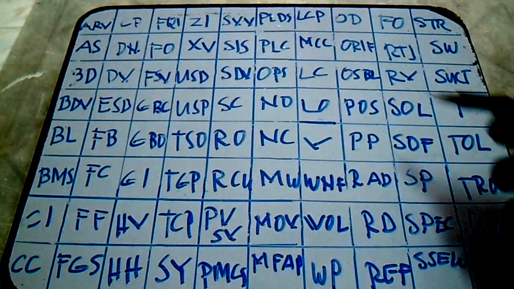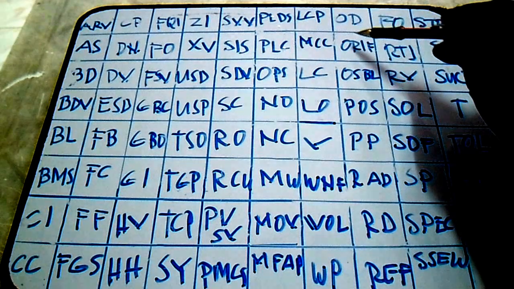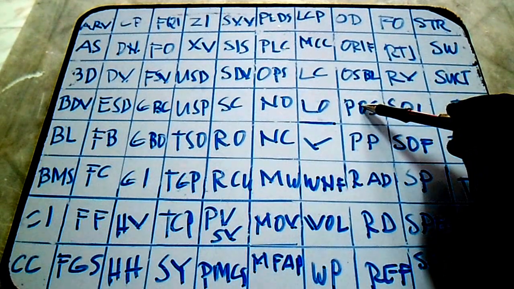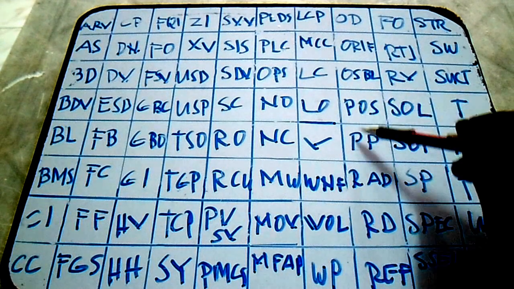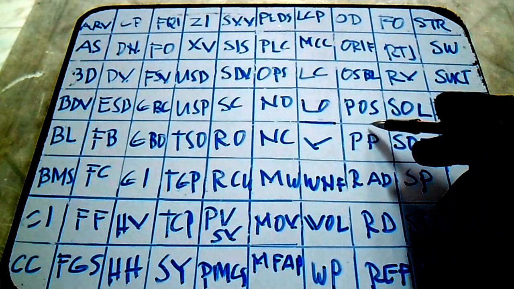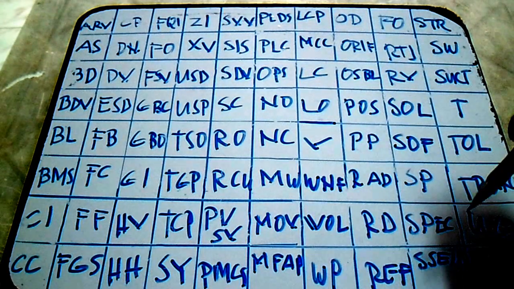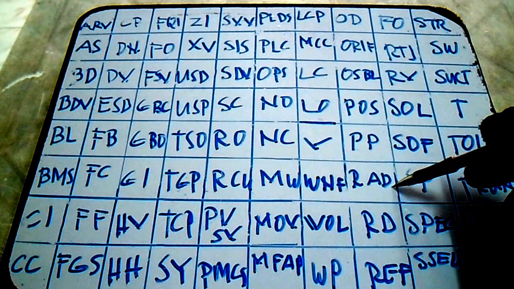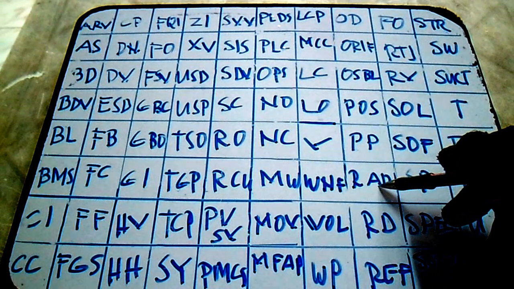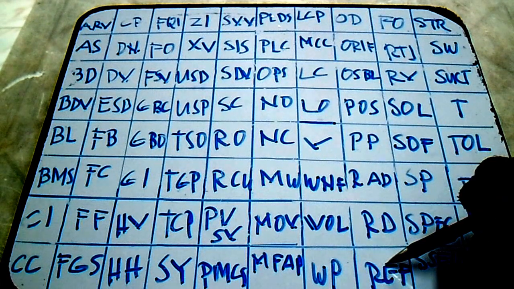Next is OD. You are familiar with this: outside diameter, orifice. OSBL, outside battery limit. POS, point of support. PP, personal protection. This is important for all workers: you must wear complete safety gear or personal protection. Then we have ROD, radius, and rupture disc, RAD, radius, reference.